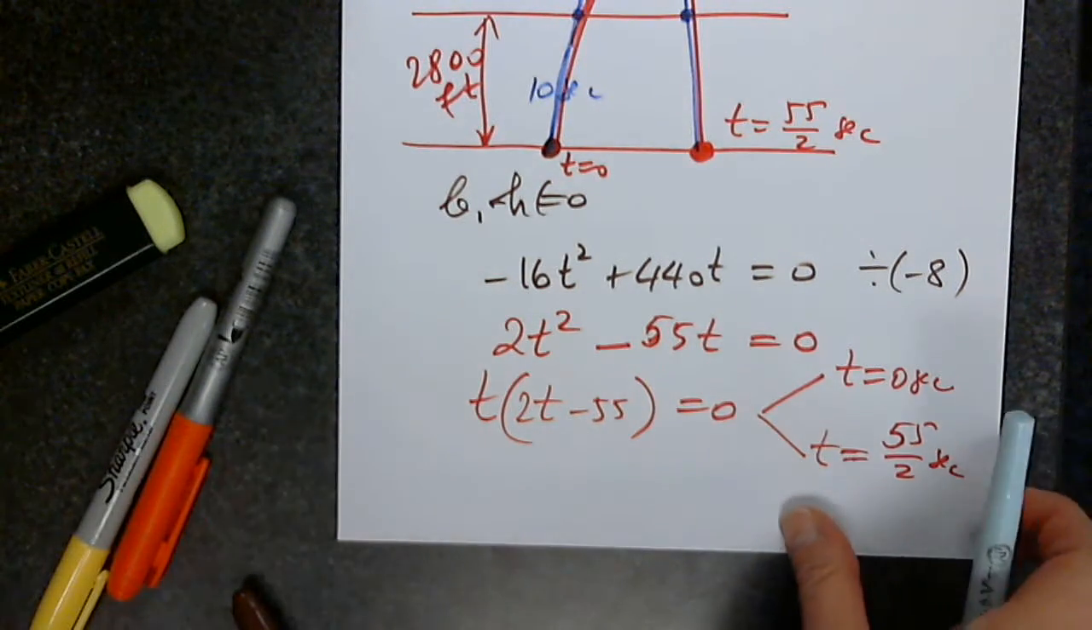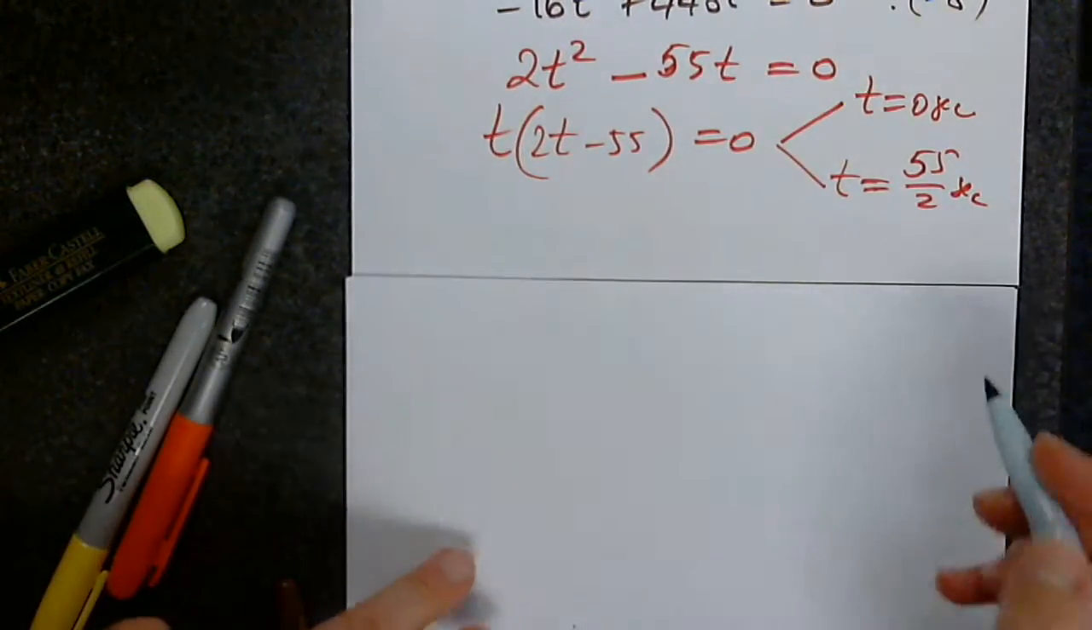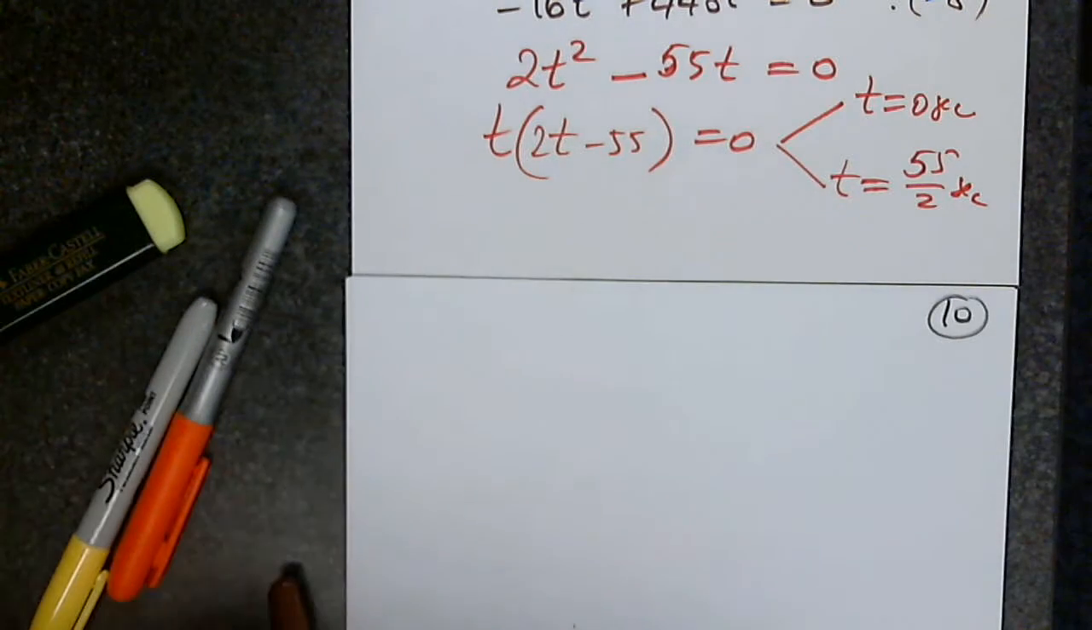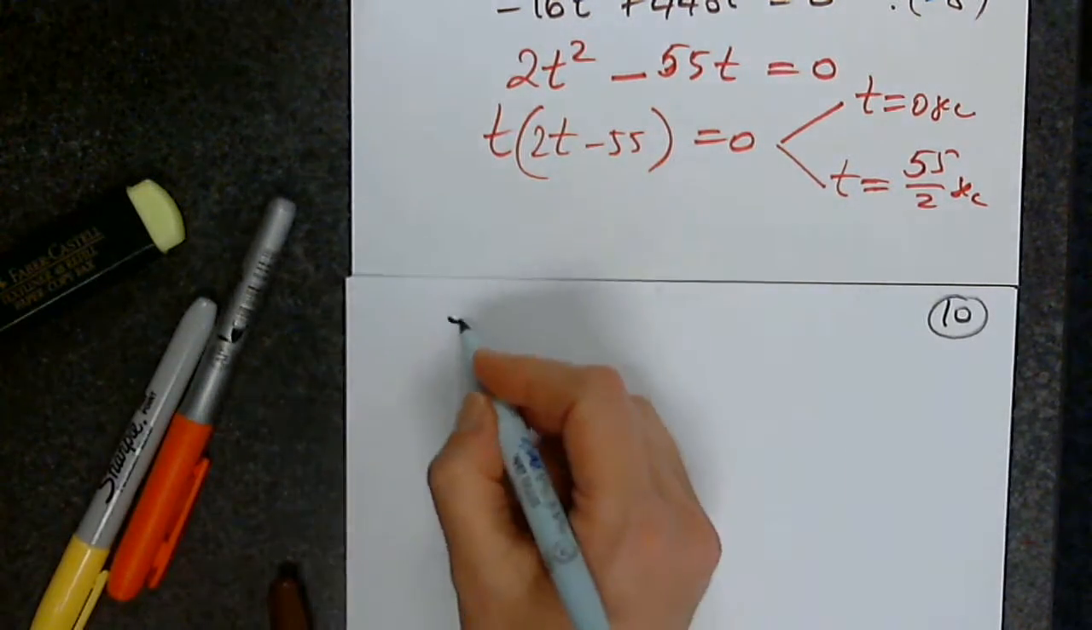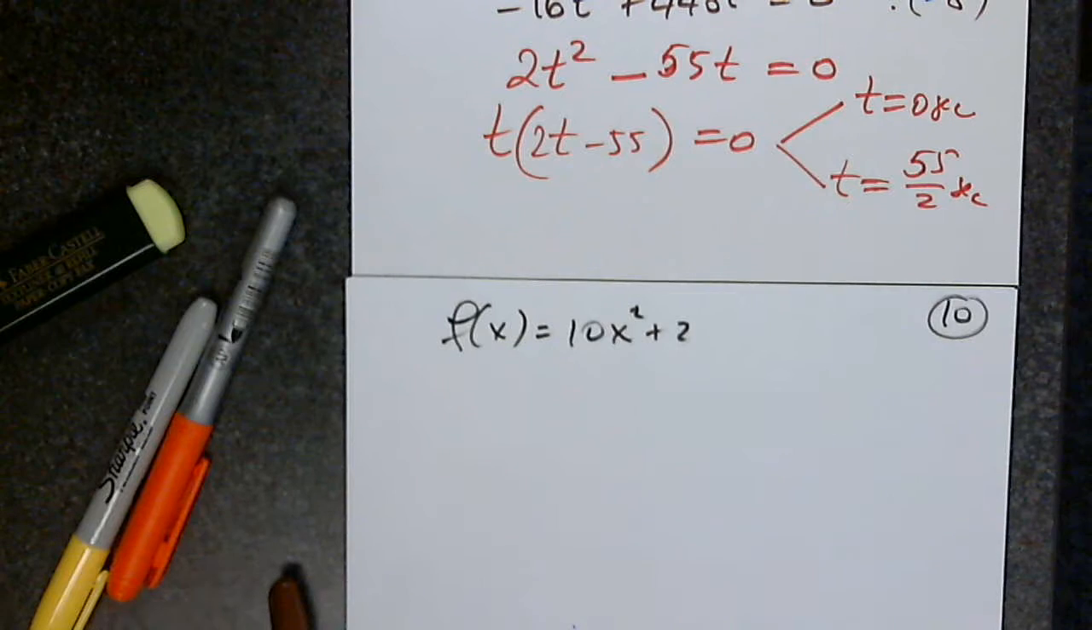Let's do 64, where we were asked to evaluate. Let's say f of x equals 10x squared plus 2. And then you will put it in the graphing calculator on the y equals. So clear. And let's put 10x squared plus 2. And we go to second and table.